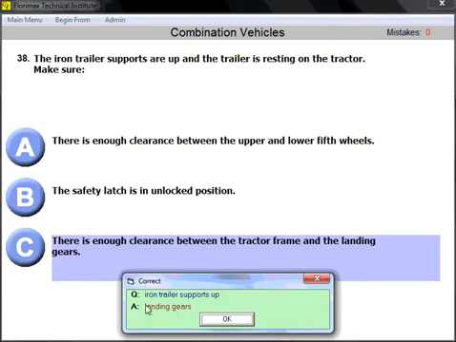Let's see, landing gears. That's where you need the clearance, enough clearance. Because if they are, or one of them is, too close to the frame, that means that the coupling is not correct.